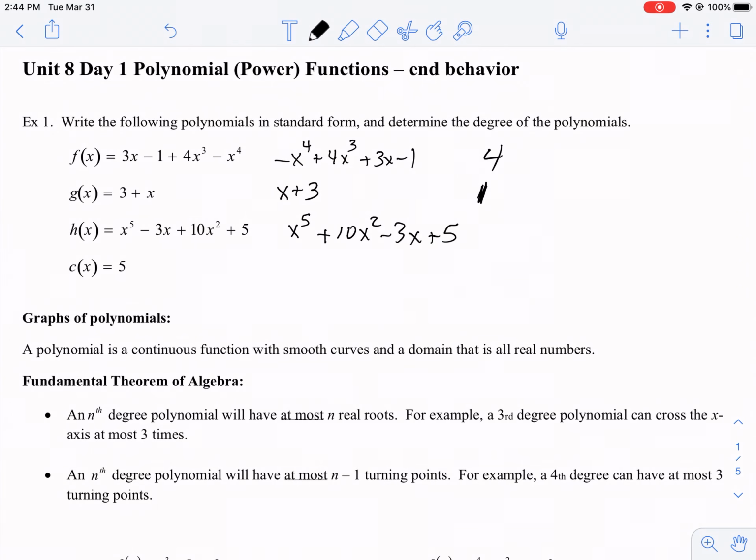And the last one is only one term, and it's in order. And since there are no variables, the degree of this last one is 0.